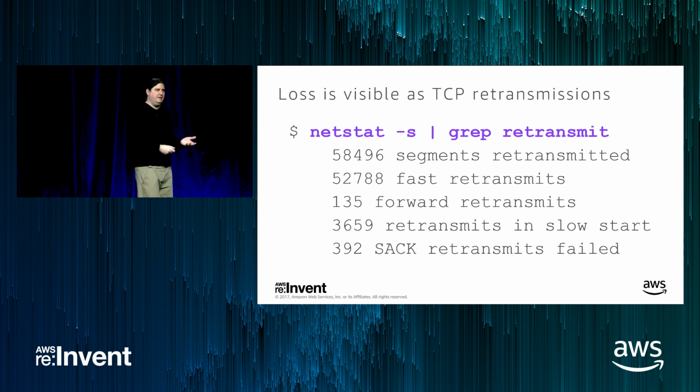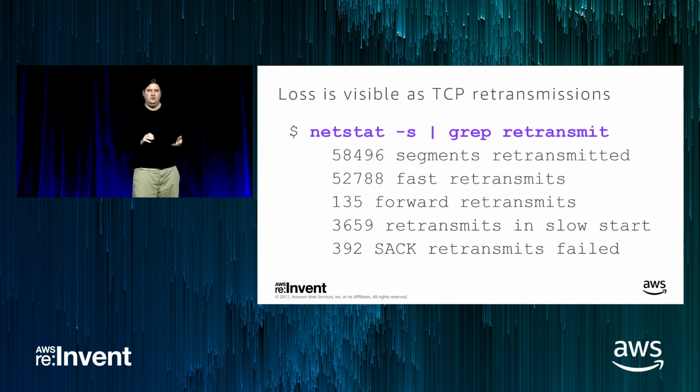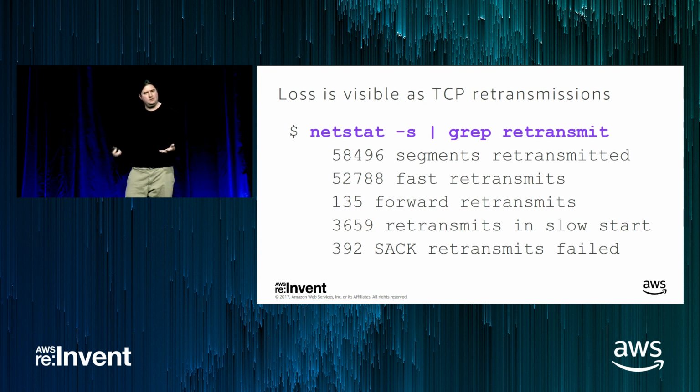So we have to figure it out. So that we have to, at some point, just give up and say, all right, I'm just going to assume packet 37 never made it. I'm going to send it again. That's what a retransmission is.